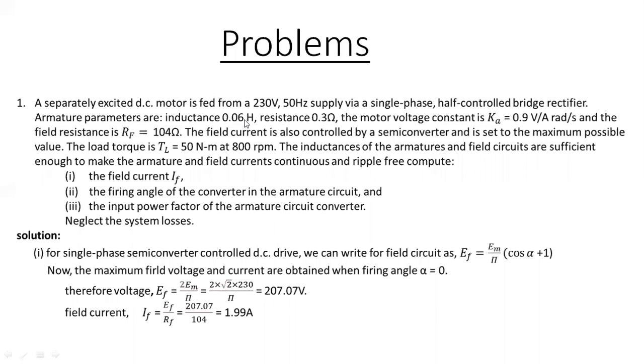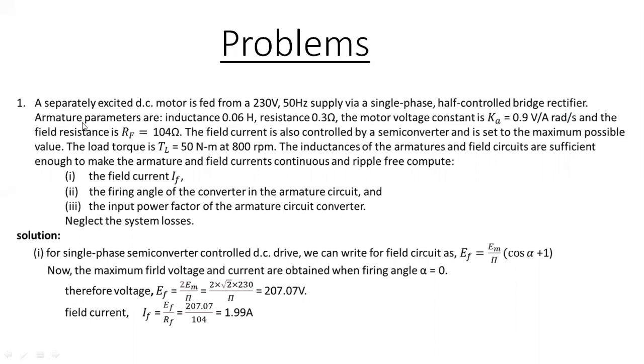Armature inductance is 0.06 henries, resistance is 0.3 ohms, and the motor voltage constant is 0.9 volt per ampere radians per second. See, this is radians per second, which means we have to denote the speed also in radians per second format. If it is radians per second, then we have to determine the speed in omega. We have two speeds, right? N or omega. N means revolutions per minute, simply RPM. Omega means radians per second.